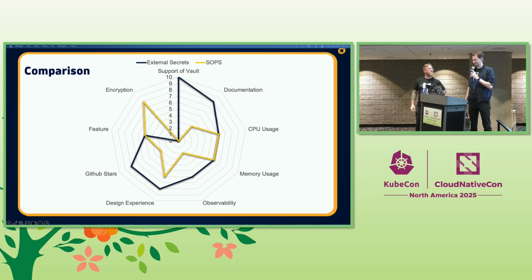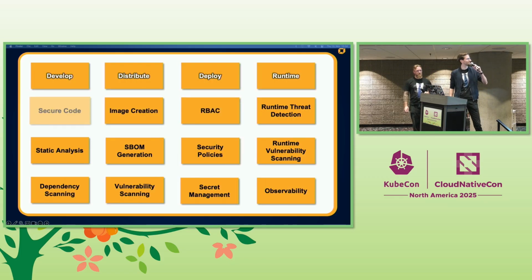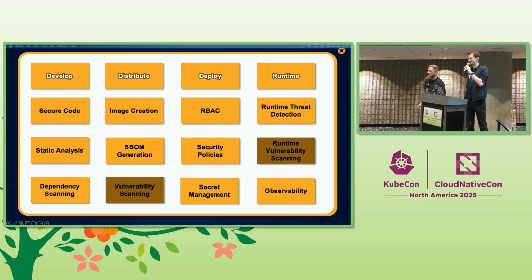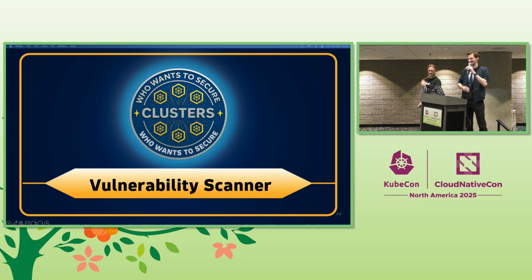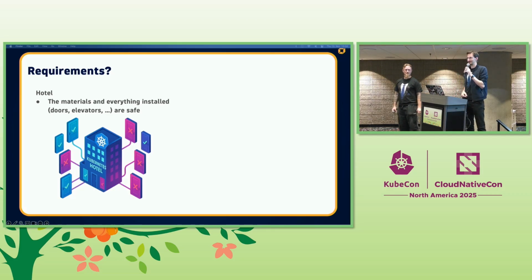Next category. Okay, what will it be? Hopefully vulnerability scanning. Observability, come on. Yeah, vulnerability scanning. So we had misconfigurations, which was like one half, and now we have the other half, the vulnerability scanning. But why do we actually want to do that? Okay, back to the hotel again. It's safe from the outside, but we also want to be safe on the inside.